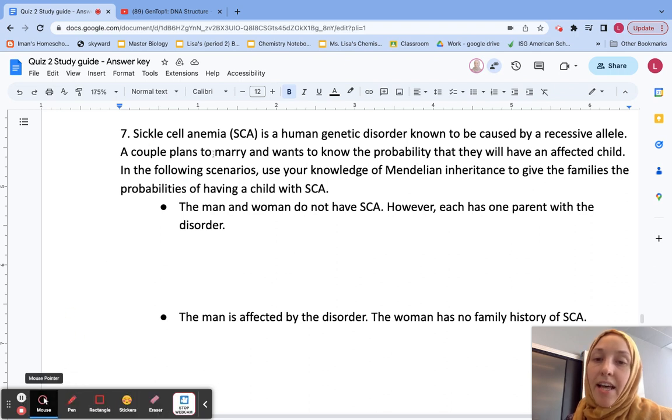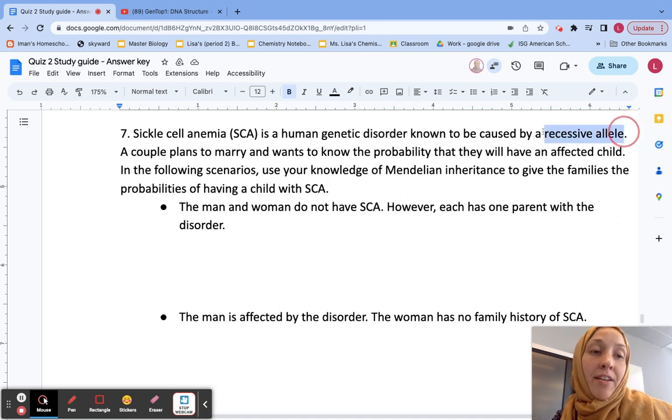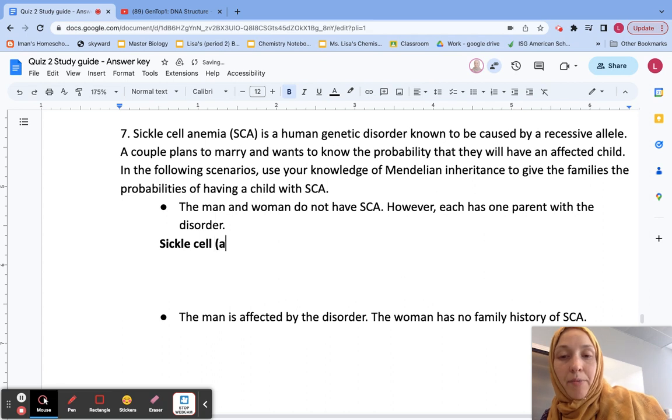Sickle cell anemia is a human genetic disorder known to be caused by a recessive allele. So I'm going to start by writing out my alleles so that I know. I don't want to use S because it's hard to tell the lowercase from the uppercase, so I'll use A for anemia. Sickle cell is going to be my recessive allele.